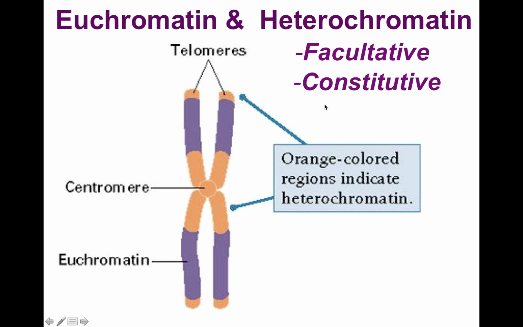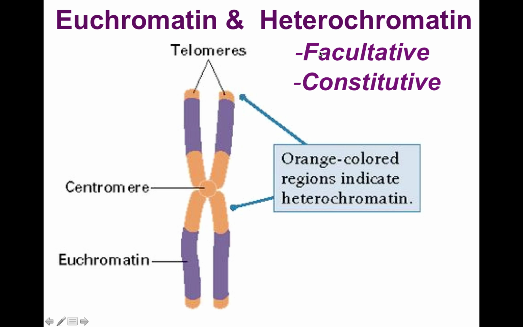Let's talk about this one first. So at the telomeres and centromeres are DNA sequences that are always bound up very tightly into constitutive heterochromatin. Every single chromosome, the telomeres and the centromeres, are always heterochromatin. They're always on. They are always heterochromatin.